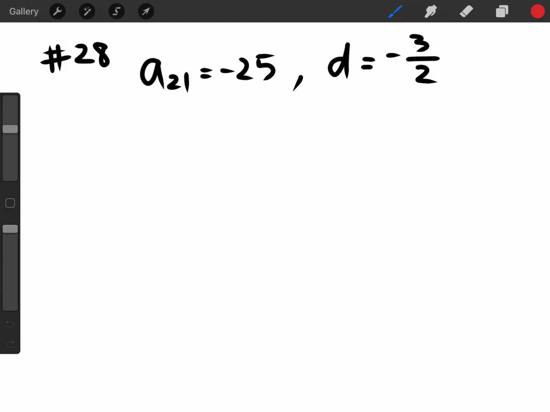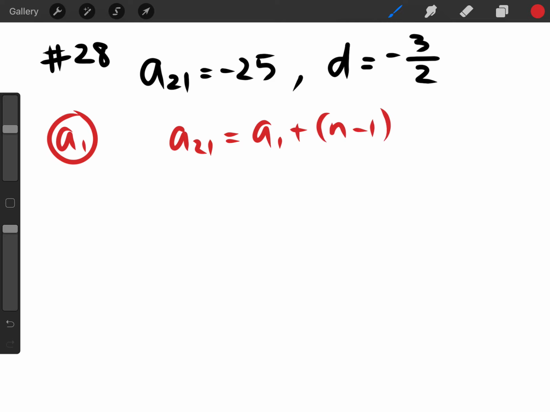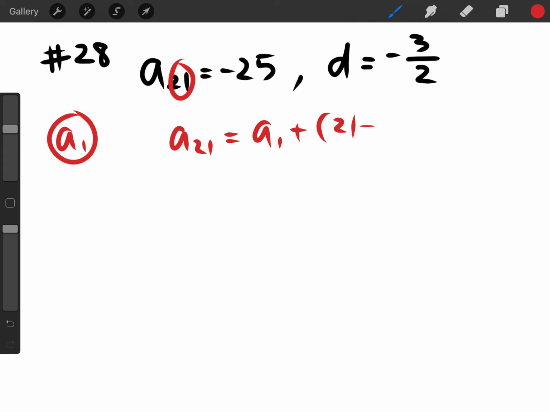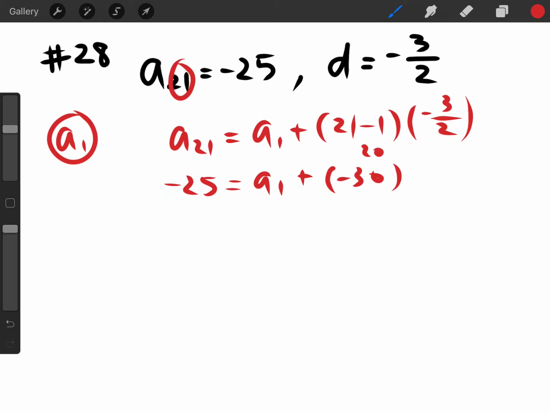Okay, so let's go ahead and do number 28. Let's find out what a sub 1 is. Oh, my writing is neat here. You're going to use a sub 21 equals a sub 1 plus n minus 1, multiply the difference. Here n is actually 21, so 21 minus 1, multiply the difference, negative 3 halves. So a sub 21 is negative 25 equals a sub 1 plus, this is 20 right here, 20 times negative 3 halves, that's negative 30. So isolate a sub 1, we'll just add 30 on both sides.